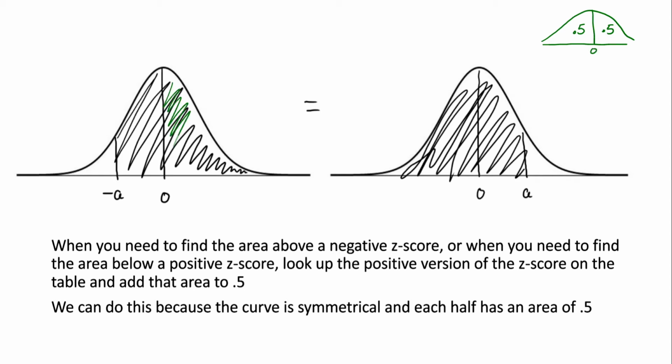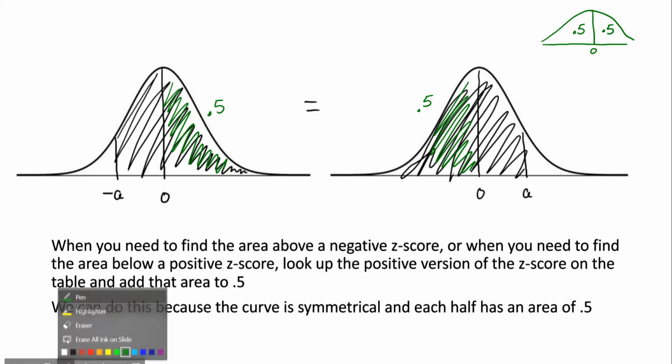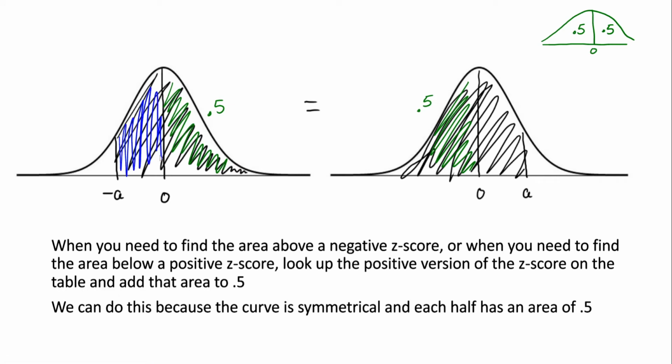So this piece over here would be 0.5, this piece over here would be 0.5, and also these two areas would be the same, again because the curve is totally symmetrical. The only piece of area that you would need to look up here is the area between 0 and negative a, or the area between 0 and positive a. You add those two pieces together and you end up getting the full amount of area.